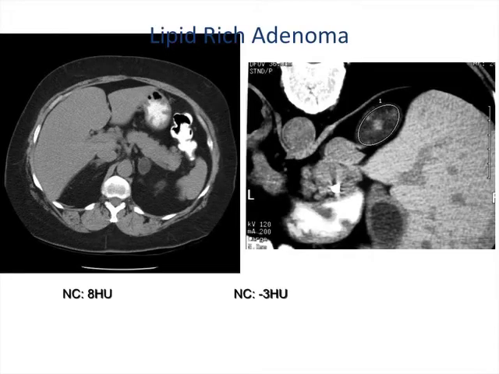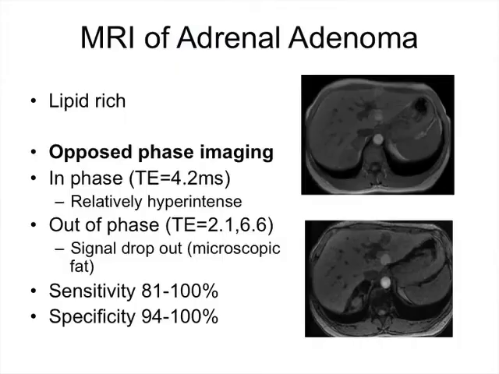Just an example here of such a case. Here's a homogeneous, less than 2 centimeter diameter, low attenuation, left adrenal mass on non-con. It was 8 Hounsfield units. Another one here, slightly heterogeneous, but the region of interest overall in the lesion is negative, so that's very, very predictive of a lipid-rich adenoma.